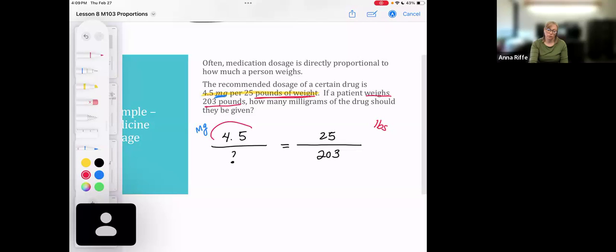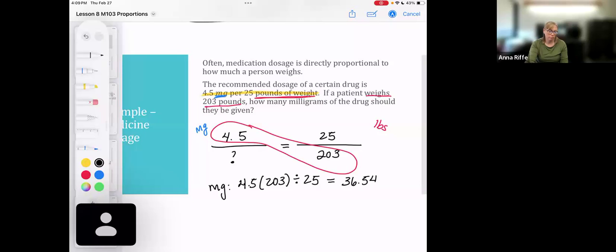As it appears that you're doing, we're going to multiply the numbers in this diagonal, and then we'll divide by 25. So the number of milligrams needed is 4.5 times 203, and then we'll divide by 25. And as you all are telling me, you should get 36.54 milligrams. Okay. Questions on that?